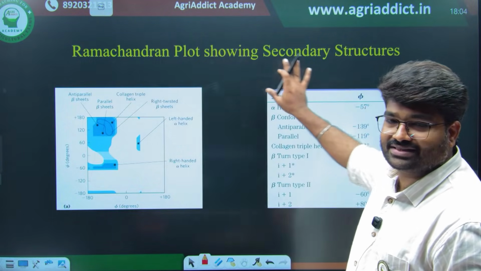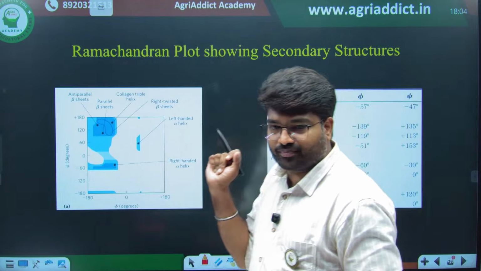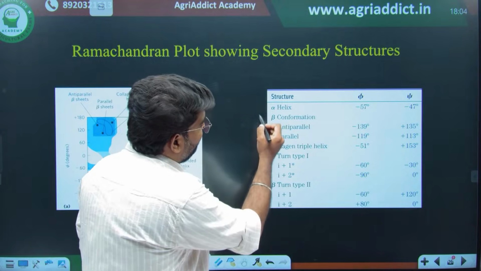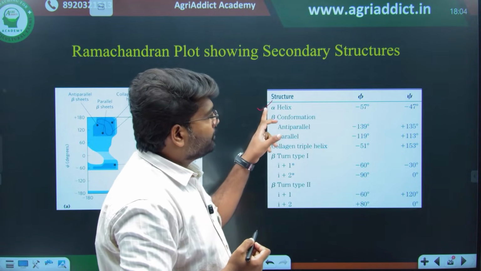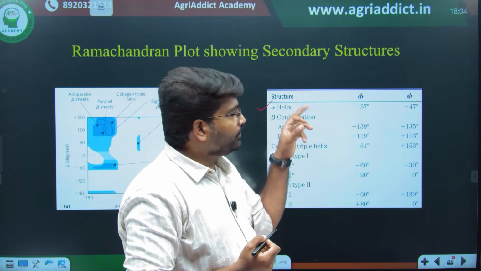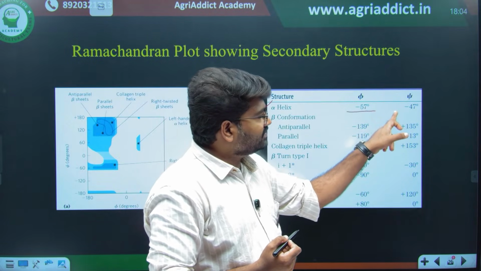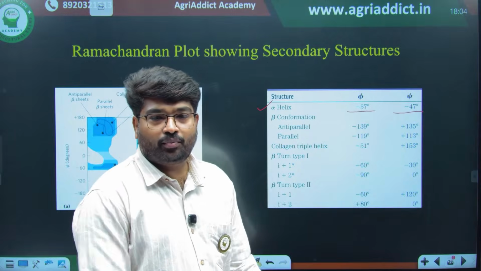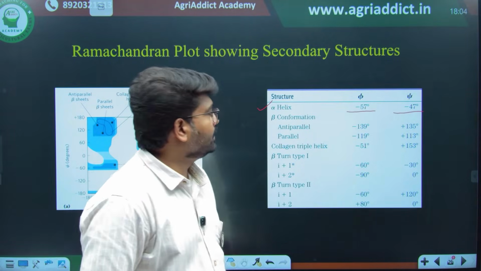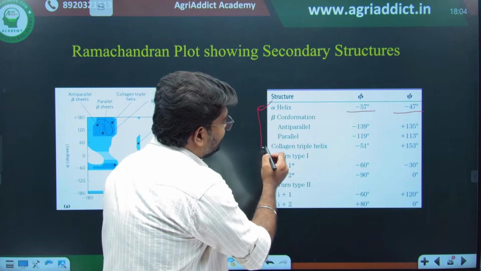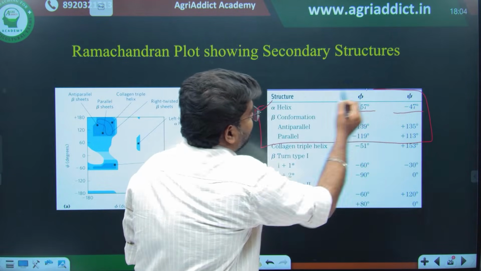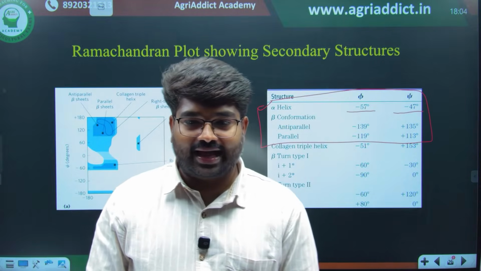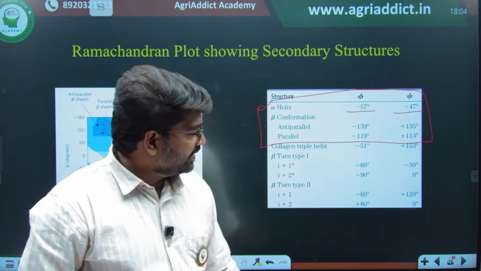We have already discussed this one. From this Ramachandran plot, the question they will ask is, what are the phi and psi values for the alpha helix structure? If an alpha helical structure has to form, the phi angle should be minus 57 degrees and the psi angle should be minus 47. This is a very important question. You just have to remember the phi and psi values for alpha helix and beta parallel and anti-parallel sheets. From here, they will ask questions.